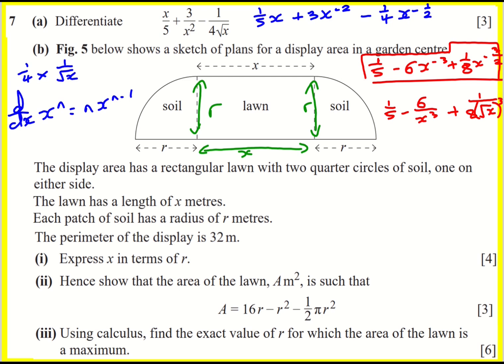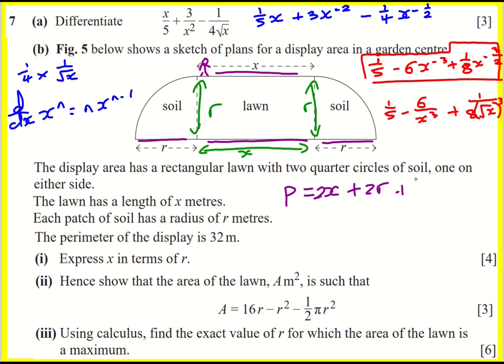The perimeter is 32. I'm asked to express x in terms of r. So let's work out the perimeter. Imagine we're walking along. So P is going to be x. I'm actually going to add another x there, so you can walk around the whole shape, or we can do it in several steps like that. And then plus 2r from these two bits.